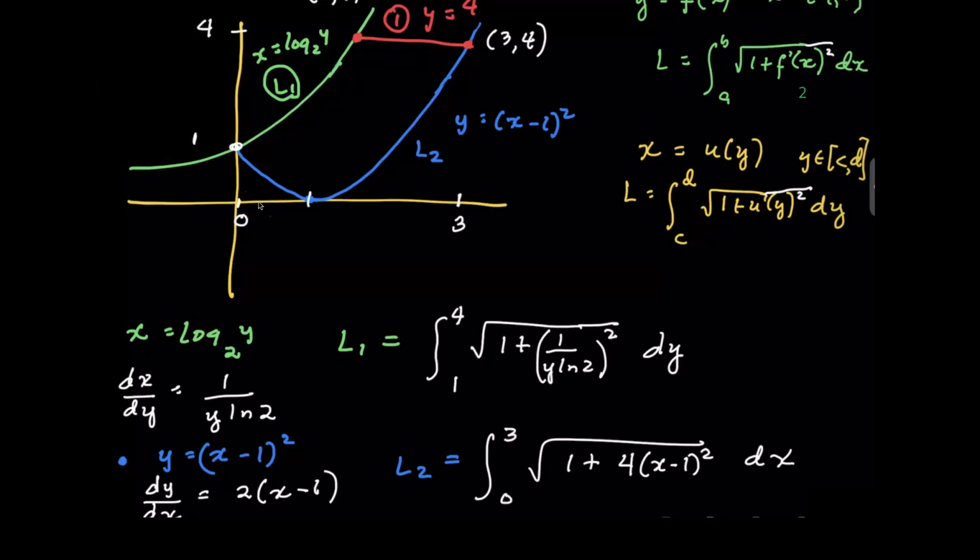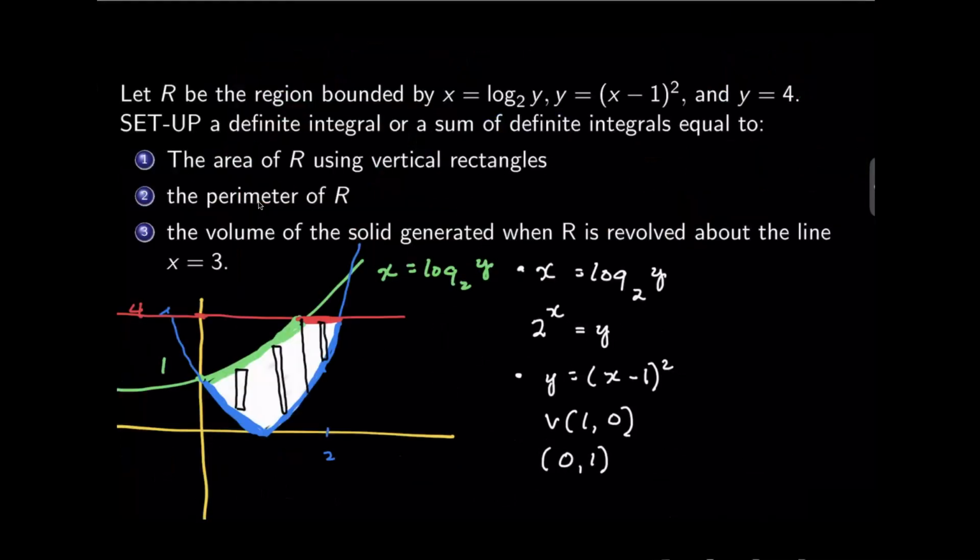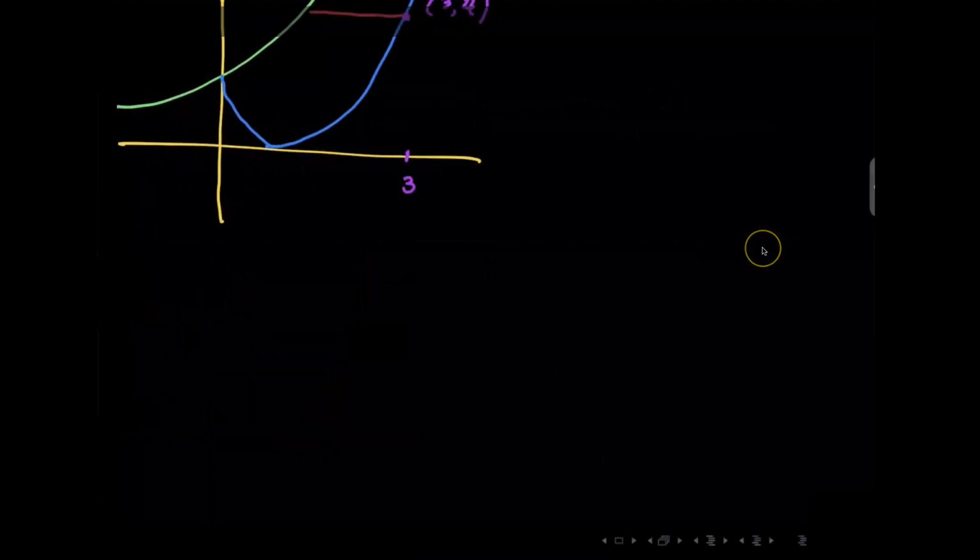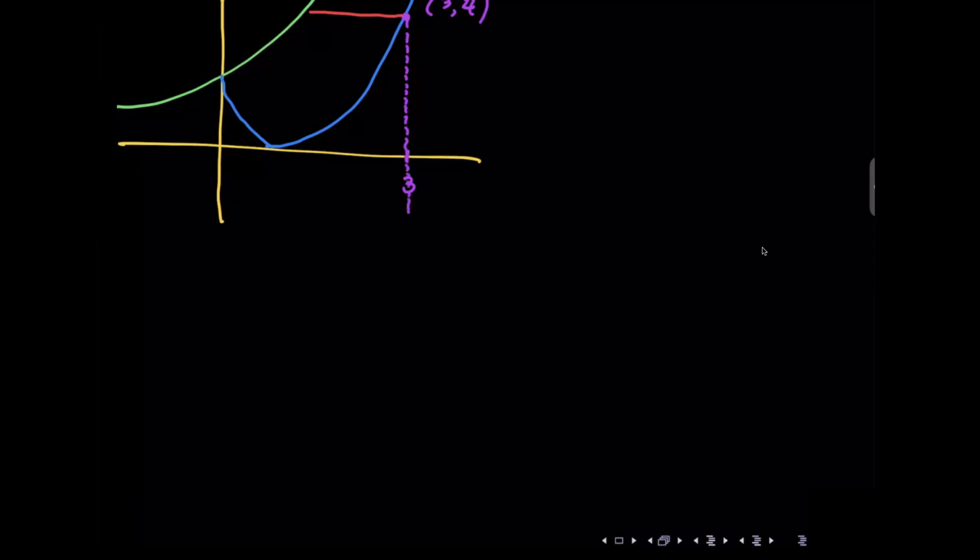So therefore, our final answer is L1 plus L2 plus 1. Lastly, we want to find the volume of the solid generated when R is revolved about the line x equals 3. This is the line x equals 3. So this is the axis of revolution.